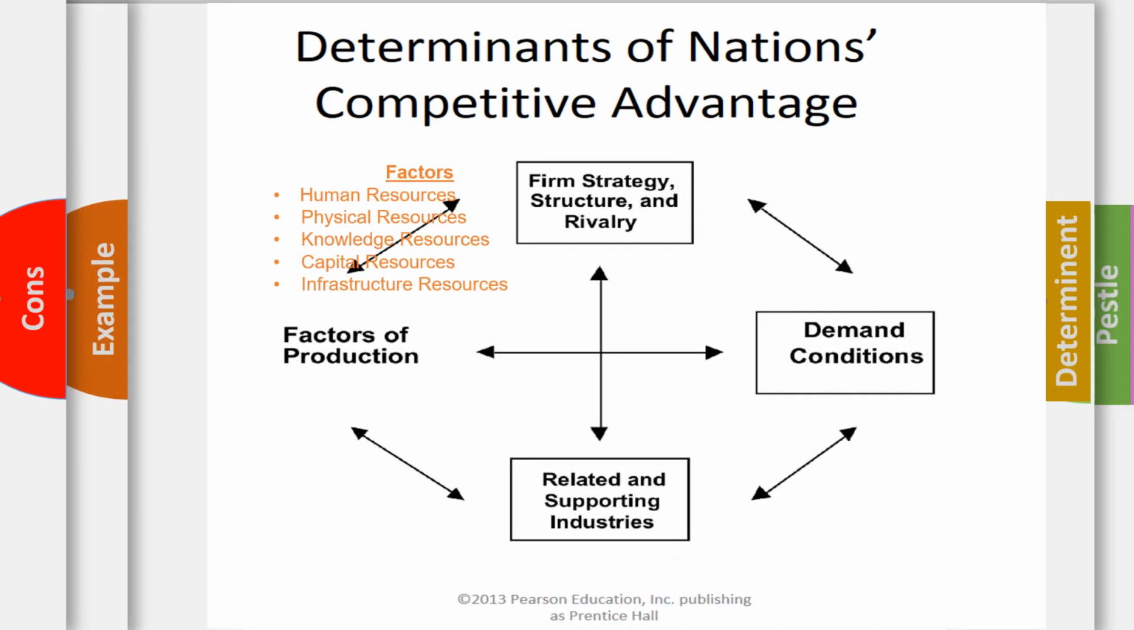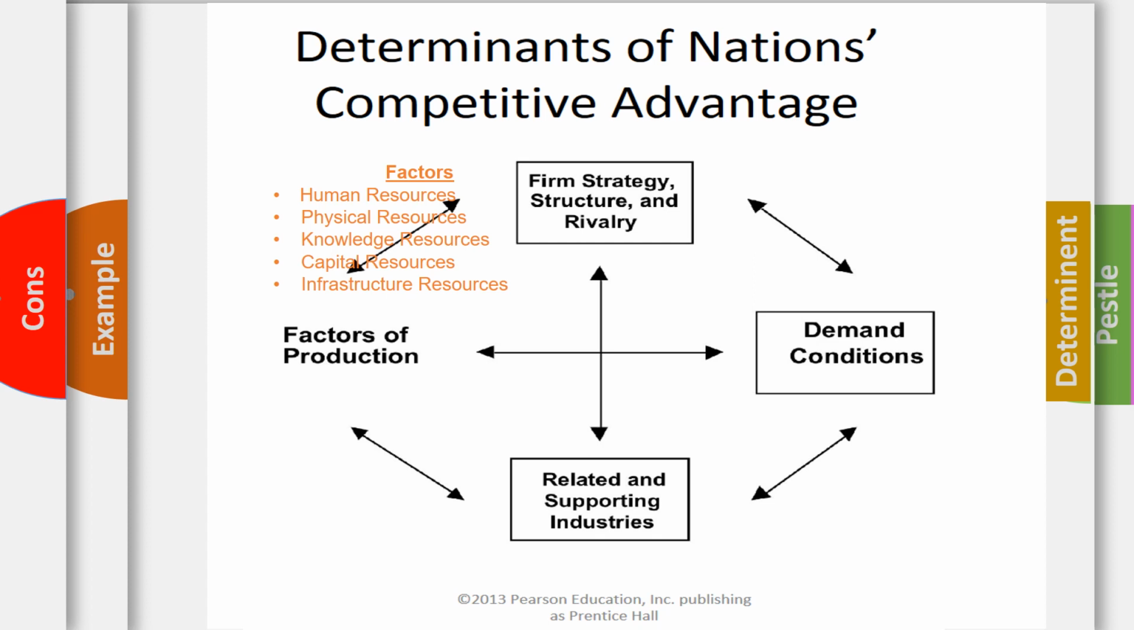The first determinant is the factor conditions or factors of production, and these refer to the different types of resources which may or may not be present in a nation, and these include things like the human resources, physical resources, knowledge-based capital investment, and the infrastructure.